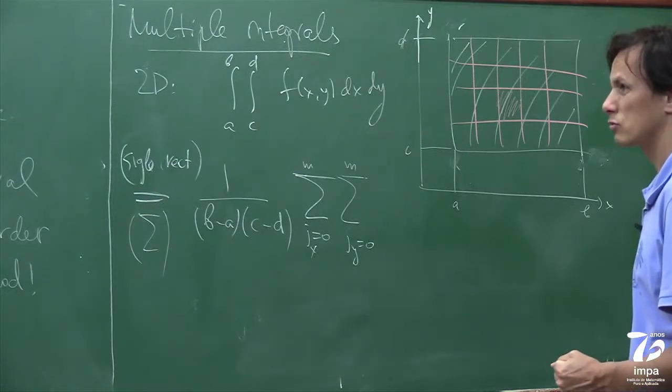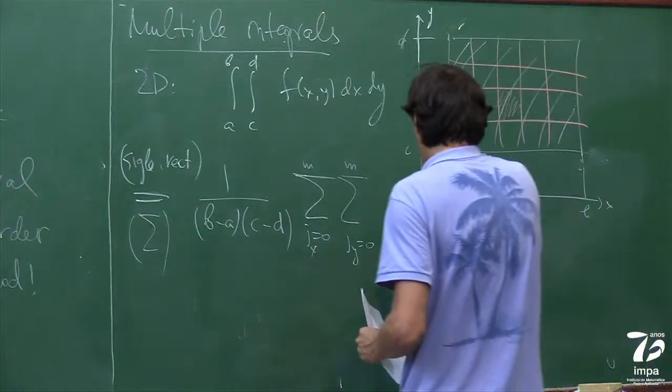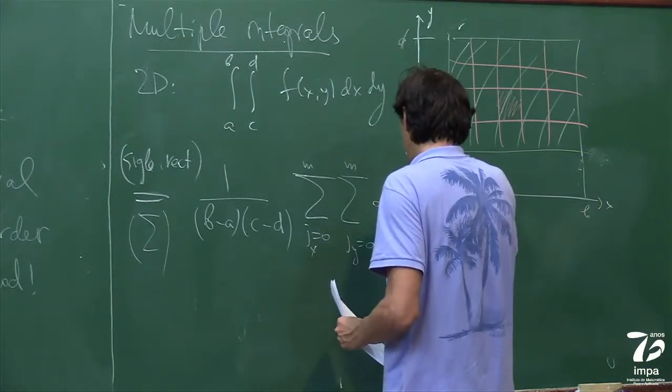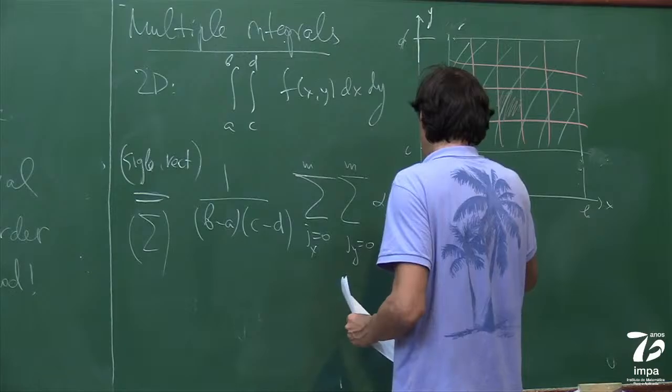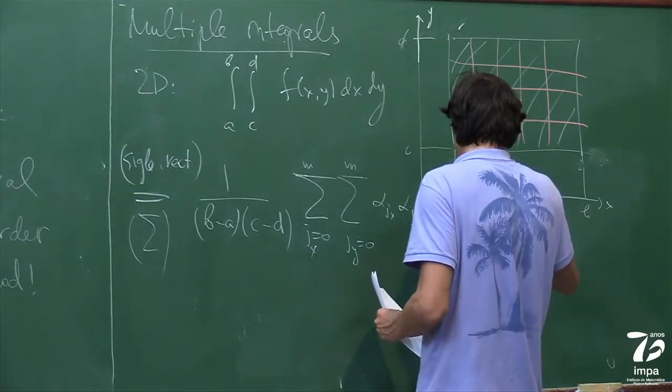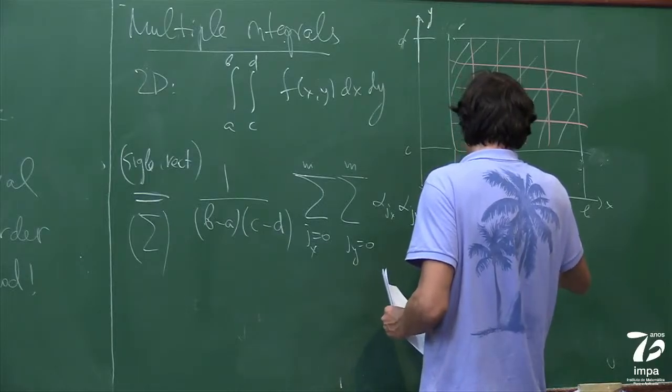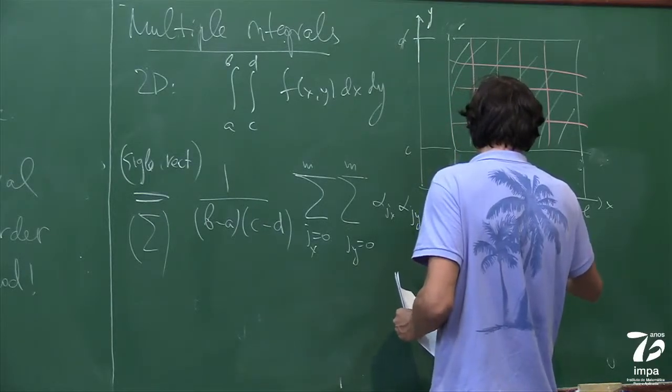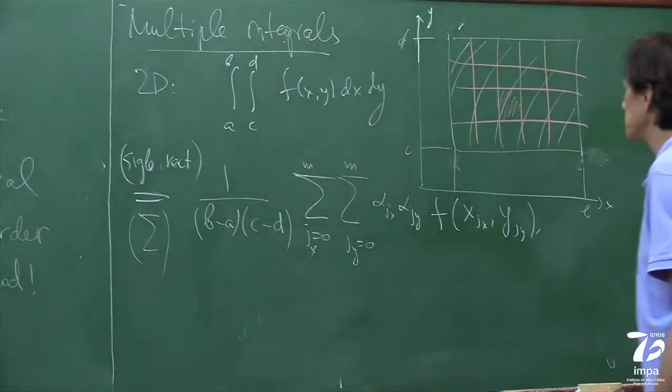And then it should be alpha Jx, alpha Jy, by f x Jx y Jy. Yeah, that's it.